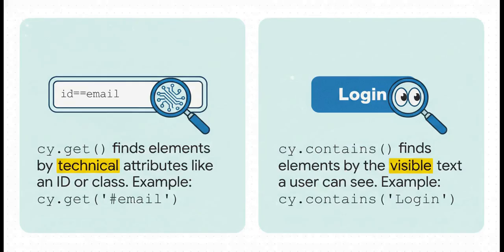Now, what's really fascinating here is the difference between these two. cy.get looks for technical things, like an ID, stuff that's invisible to the user. But cy.contains, on the other hand, finds elements by the text a user can actually see. That's a subtle but really powerful difference, because testing from a user's perspective, well, that leads to much better tests.